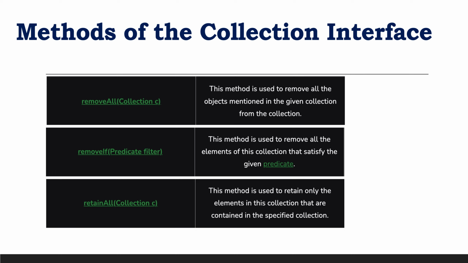The next method available in the collection interface is retainAll. What does retainAll mean? This method is used to retain only the elements in the collection that are contained in the specific collection. Let's say we have a collection with the elements A, B, C, D, E, F, G. If we want to keep only A, B, C and remove the rest of the elements, we can use this method. We can provide the collection that we want to retain inside the collection, and the rest of the elements will be removed. In those kinds of scenarios, we will go for the retainAll method.